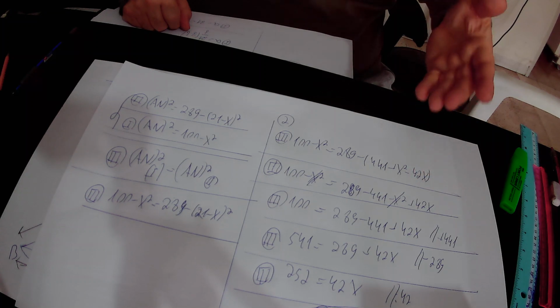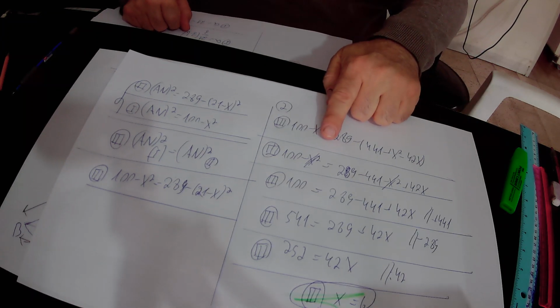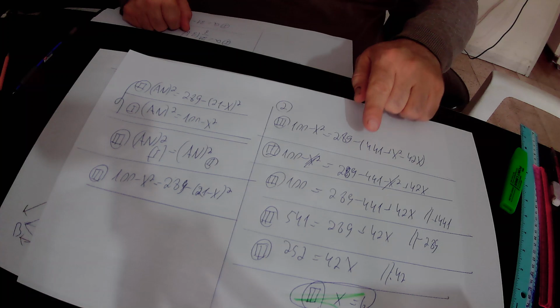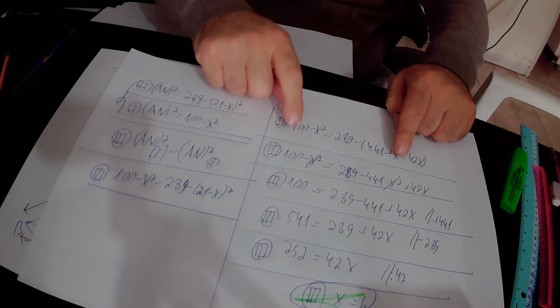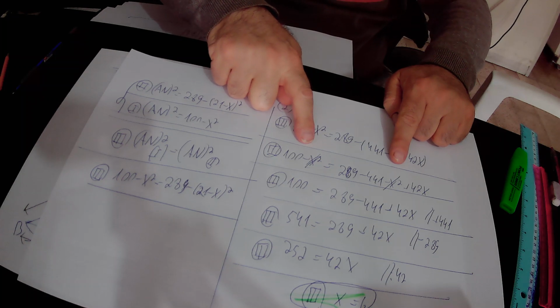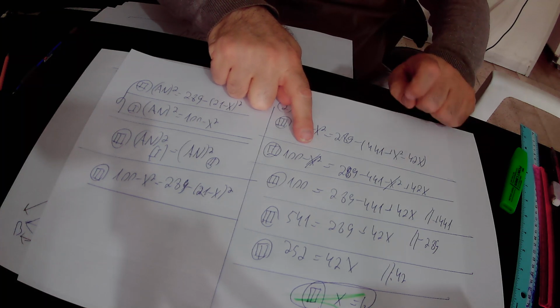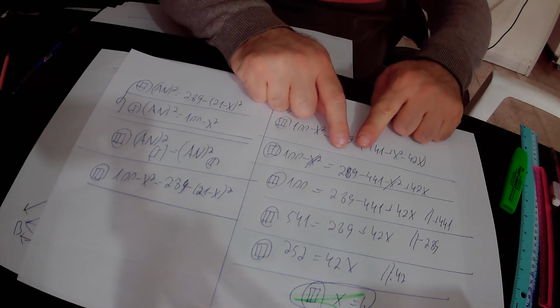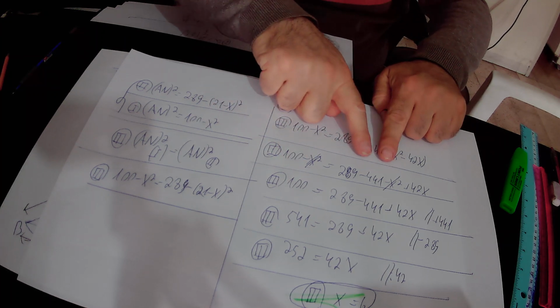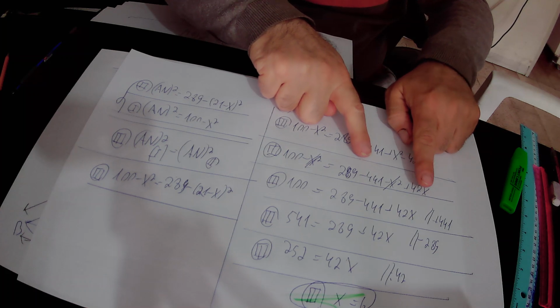So according to equation 3, we found that 1 minus x squared equals 289 minus 441 minus x squared plus 42x. Here we have minus x squared on both sides of equation 3, so the minus x squared cancels. After cancelling minus x squared, on this side of the equation we are left only with 100. On the other side we have 289 minus 441 plus 42x.